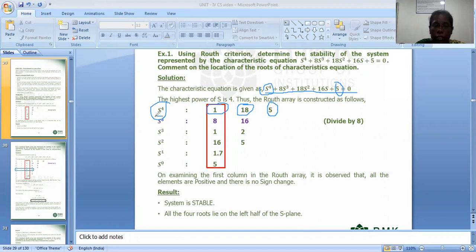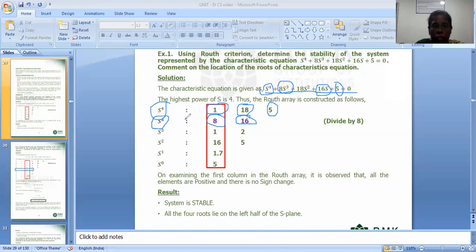Now I have to take the second row, that is s cube row. The next subsequent row will be s cube row. In order to find the s cube row, again I have to take the s cube coefficient. The coefficient of s cube here is 8, right? So I have taken 8 as the coefficient for s cube. Now s cube is an odd term, so the next odd term will be s term. That is 16s. So I'm taking 16, the coefficient of s term.